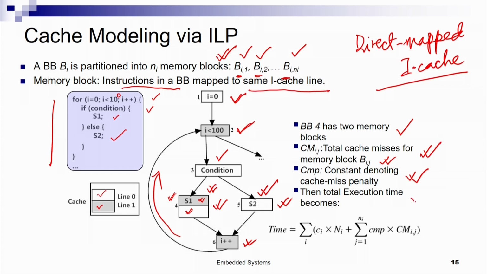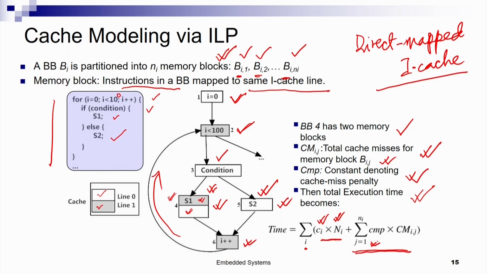Then the total execution time now becomes what? I had Ci into Ni previously. What was Ci into Ni? For the ith basic block, Ci is the execution time of the basic block, and Ni is the number of times that basic block is executed. Now, for this basic block, what will be the cache misses? The cache misses will correspond to each memory block within this basic block.